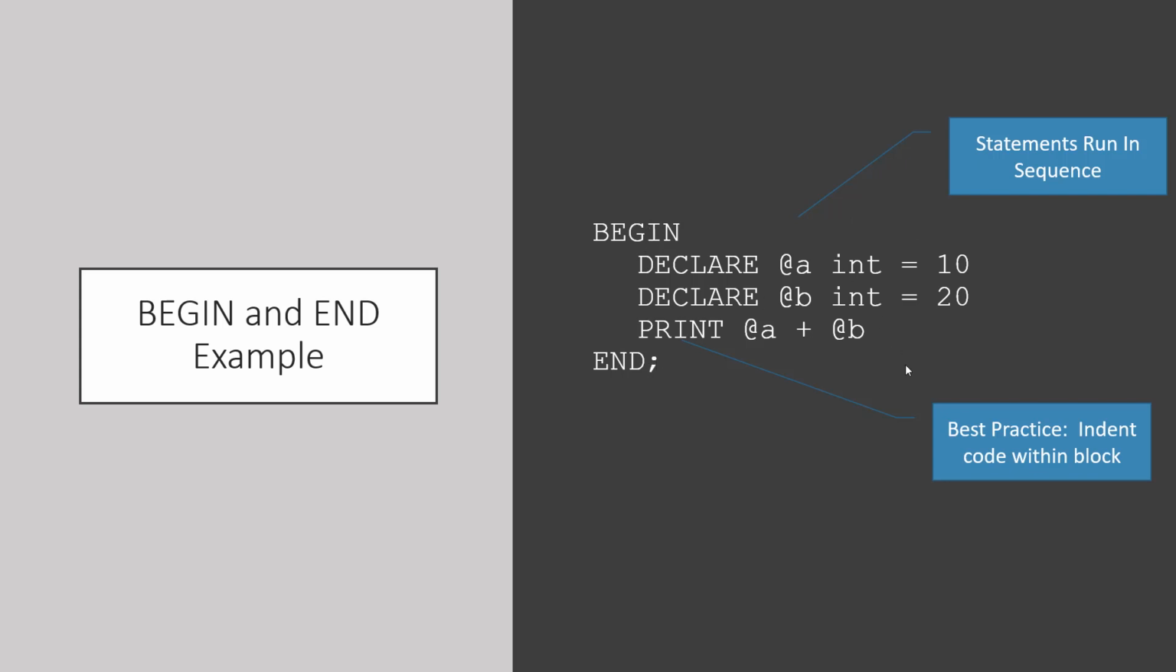To promote readability, it's best practice to indent the code within the block. Again, these blocks later on are used to help build other constructs like if, then, as well as while loops. That's where we're really going to start seeing them shine, because with those types of statements, they will need to use the block to understand what statements are run within them.